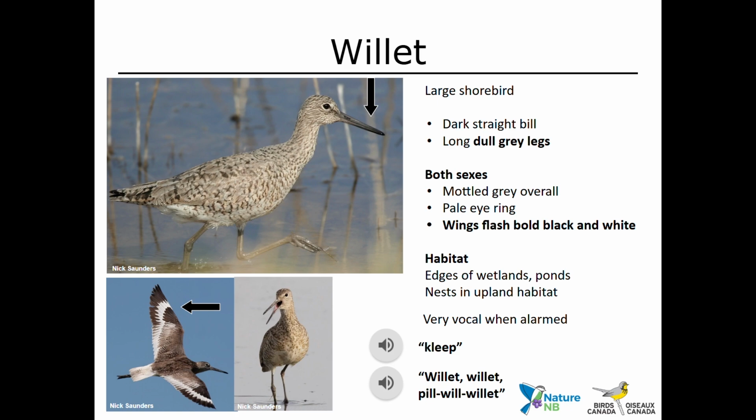Both sexes of the willet are a mottled gray overall with pale eye ring, and then they have wing flashes in bold black and white. And their habitat is the edges of wetlands and ponds, and they nest in upland habitat, so slightly away from the water. And willets are extremely vocal when they are alarmed.